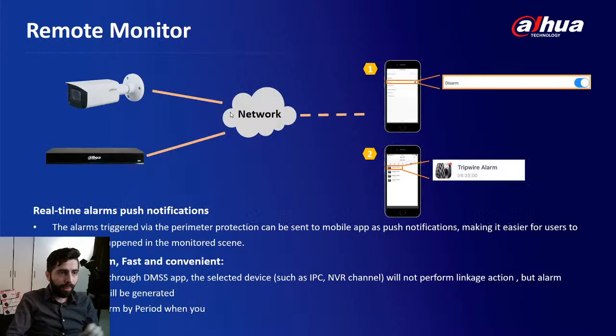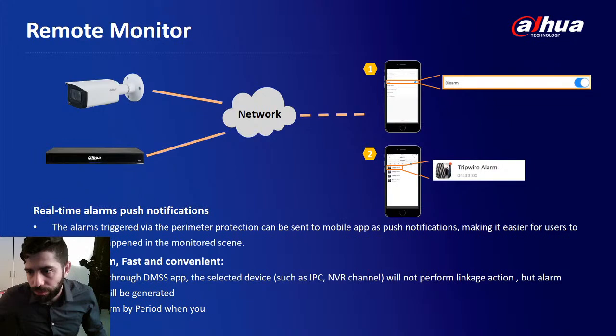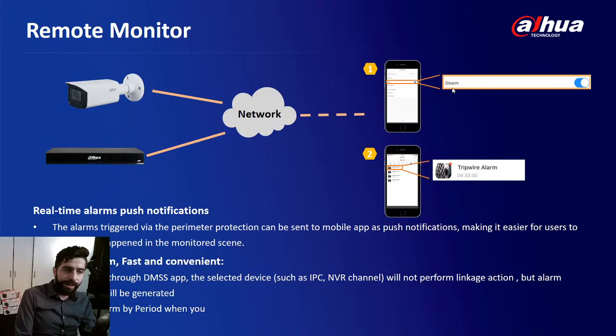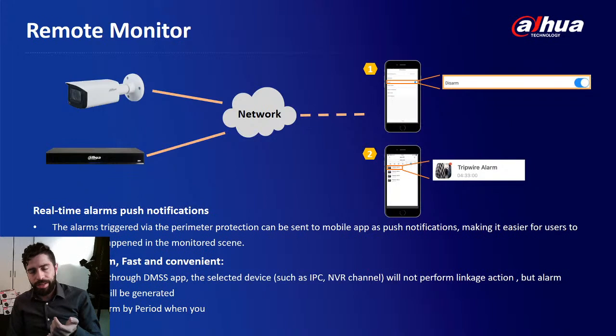So we have remote monitoring through the network. Through your mobile you can also get the alarms and disarm them. So real-time alarms, push notification, and one click disarm, fast and convenient. For example, you want to disarm the alarm at a certain camera or certain channel, so you don't need it to keep pushing you alarms.